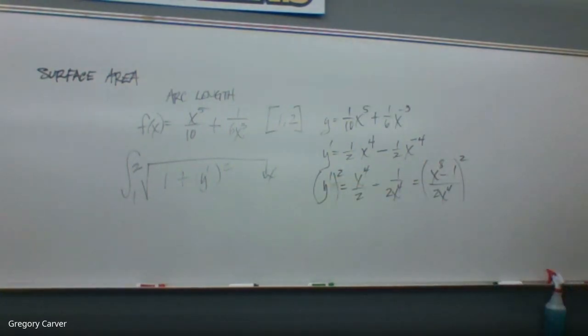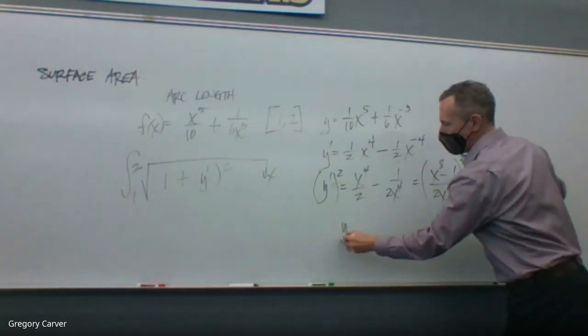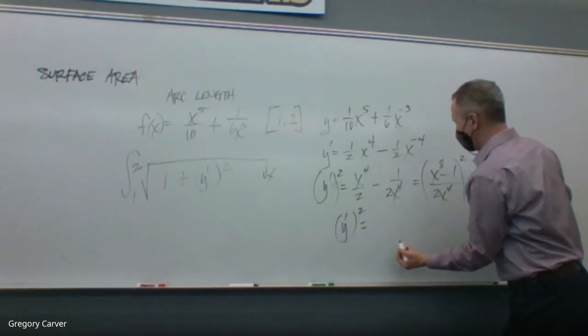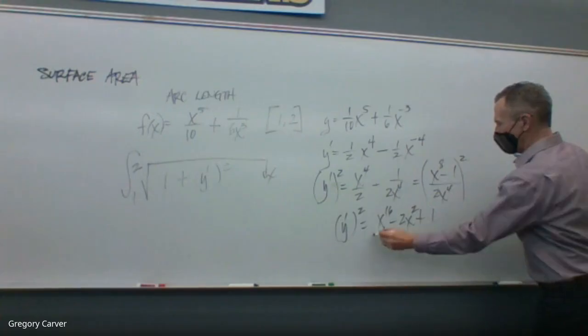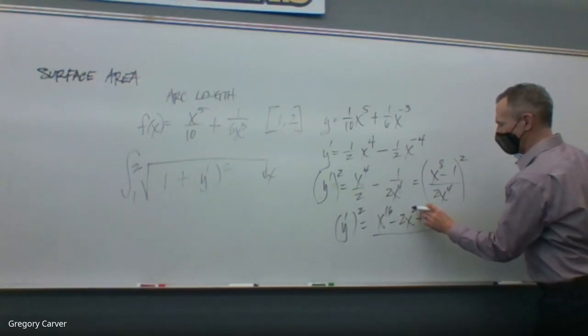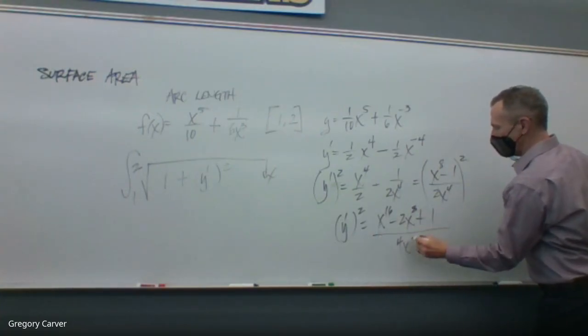My advice to you is to keep it in a single fraction form. It's easier. All right, here we go. Isn't y prime squared then going to be equal to, what is that? x to the 16th minus 2x to the 8th plus 1. Well, that's a 2, not an 8. There we go. All over 4x to the 8th.